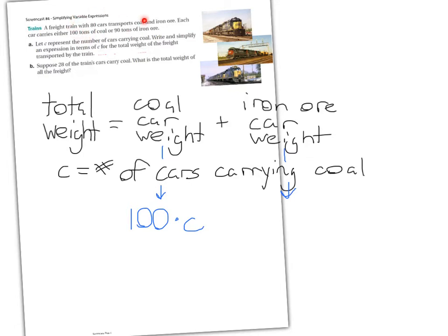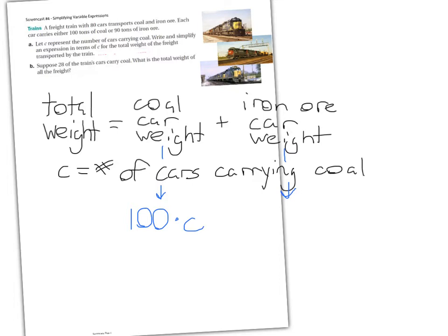There are 80 cars in total on this freight train. It says it right there, 80 cars in total. And we know C number of cars are carrying coal. So let's take a real world example here. Let's say, and we don't know this for certain, there's 20 cars carrying coal, and there's 80 cars in total. The iron ore cars would be 80 minus 20. In other words, there would be 60.